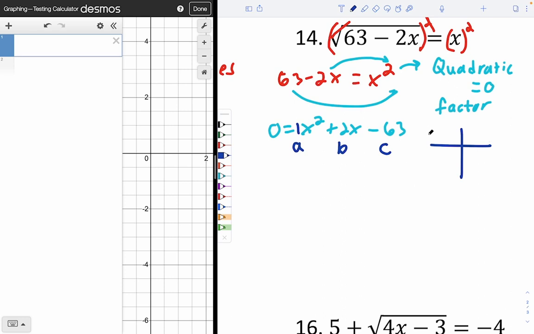A times c is negative 63, b is 2. What two numbers multiply to make negative 63 but add to make 2? Yeah, negative 7 and 9. Good. Negative 7 and 9 multiply to make negative 63 and add to make 2. So then my factors are x minus 7 and x plus 9.